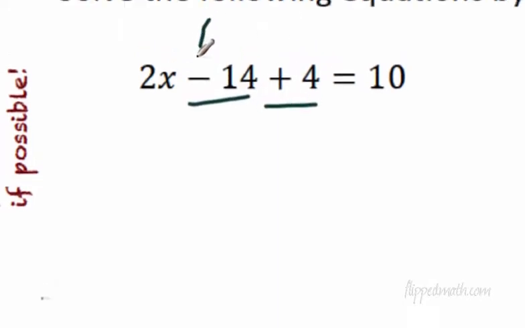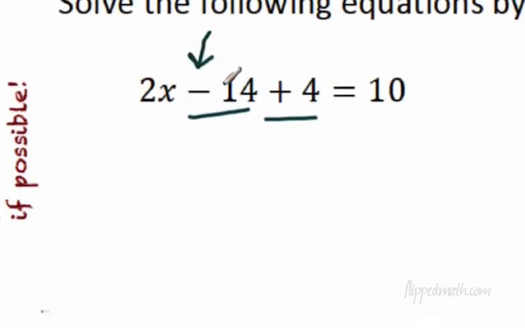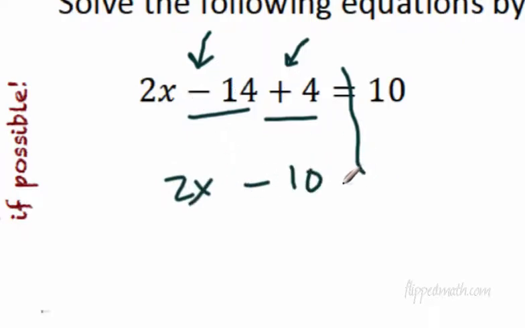Remember that the sign in front of the number, to the left of the number, is the sign that goes with that number. So this is a negative 14. This is a positive 4. You just have to keep that in mind. So let's combine some like terms here. We get 2x. There are no other x terms, so we're just going to bring that down. We have negative 14 plus 4. That's a negative 10, so I'm going to write minus 10. All of that equals 10.